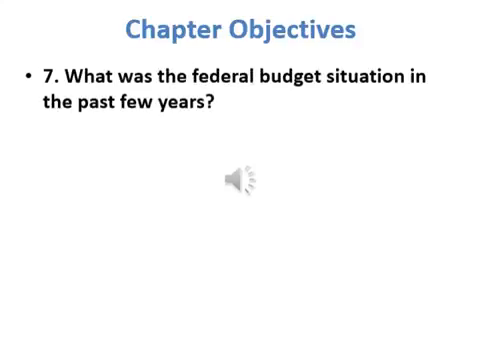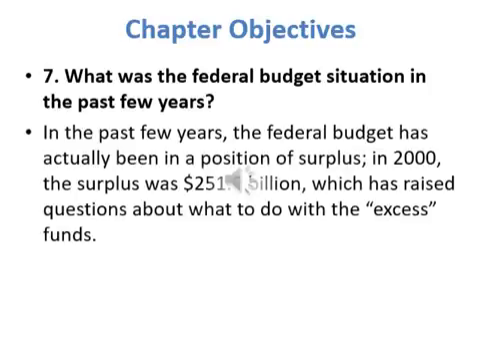Seven. What was the federal budget situation in the past few years? In the past few years, the federal budget has actually been in a position of surplus. In 2000, the surplus was $251.8 billion, which has raised questions about what to do with the excess funds.